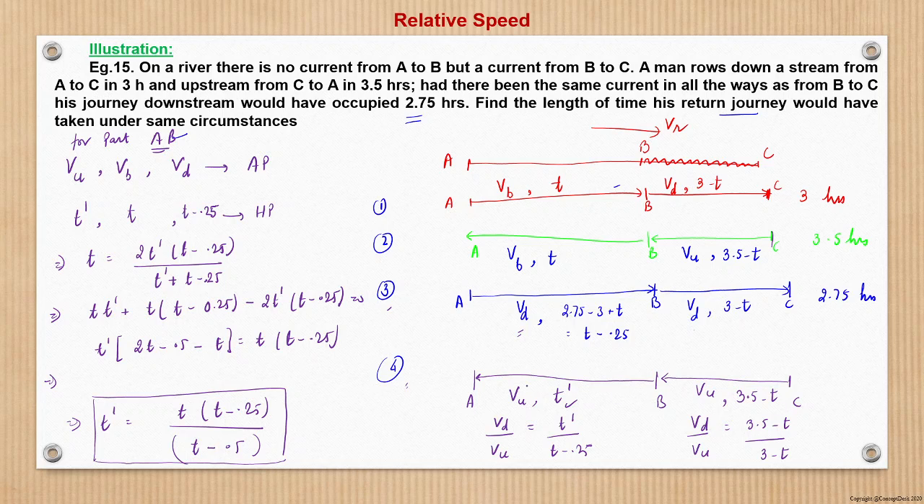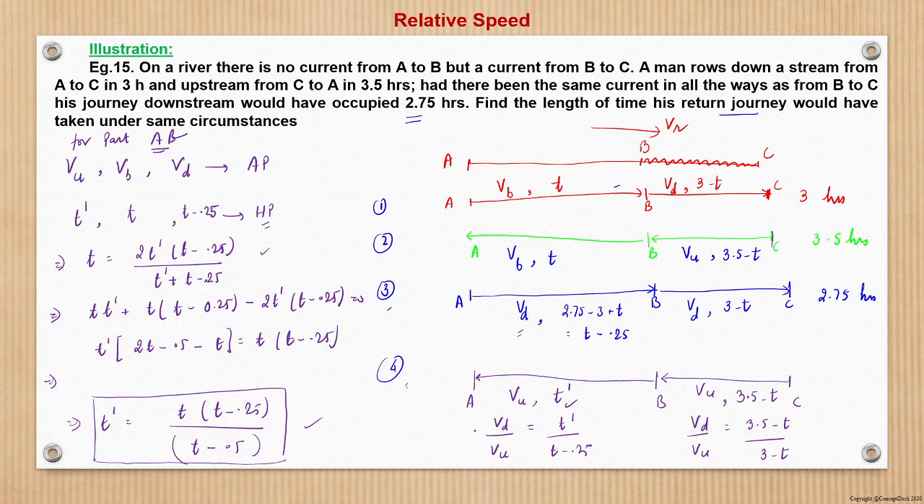However, for BA we did not know the time, so that we assumed as T dash. T dash we found taking the help of the AP-HP relationship. Otherwise we could have gone with proportionality also, but this is much simpler using AP and HP. Since VU, VB and VD are in AP, the corresponding times, that is T dash, T and T minus 0.25, will be in HP. So T will be 2AB upon A plus B. From there I got a relation for T dash. And this is the first part.